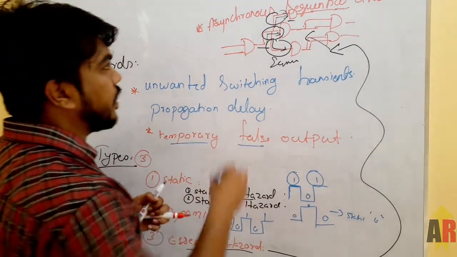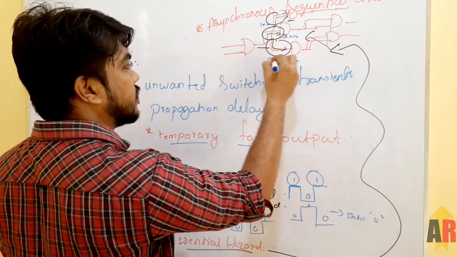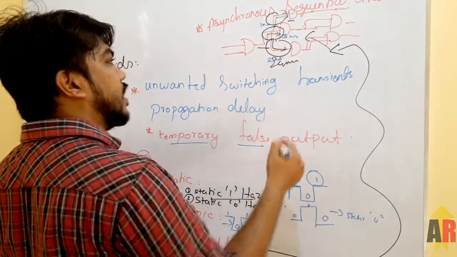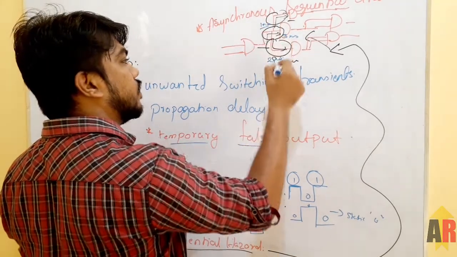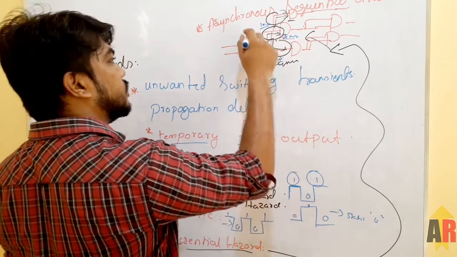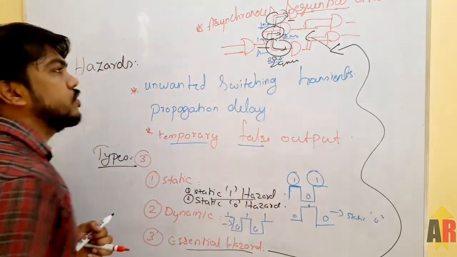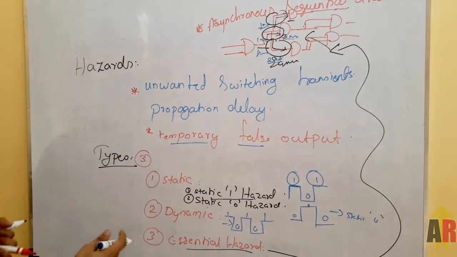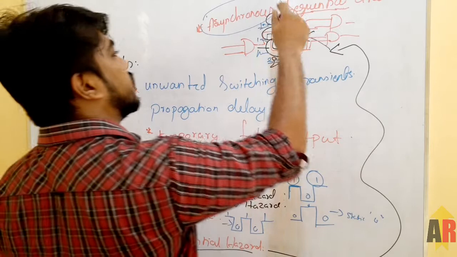To eradicate it, for example, if one path has 1 nanosecond, another has 3 nanoseconds and another has 2 nanoseconds delay, we should make sure to bring all to either 1, 2 or 3. Which means 1 nanosecond, 1 nanosecond, 1 nanosecond. If you bring it like that, this essential hazard can be rectified in an asynchronous sequential circuit.